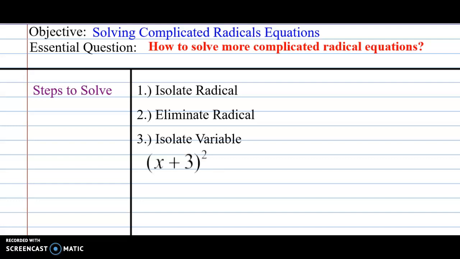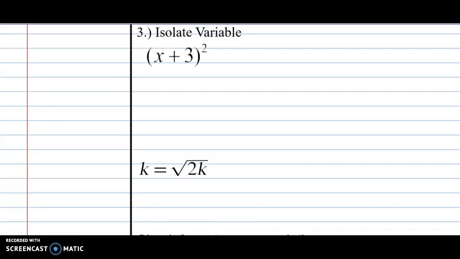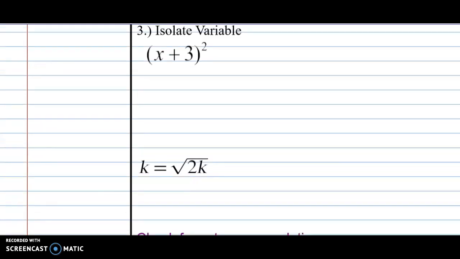Welcome everyone. We're going to end up seeing radical equations that are more challenging. And so we follow the same procedure as before, where we isolate the radical, eliminate the radical, and isolate the variable. We're going to add some extra steps though. First we're going to look at expanding x plus 3 squared. So if I have x plus 3 squared, how do I expand it?